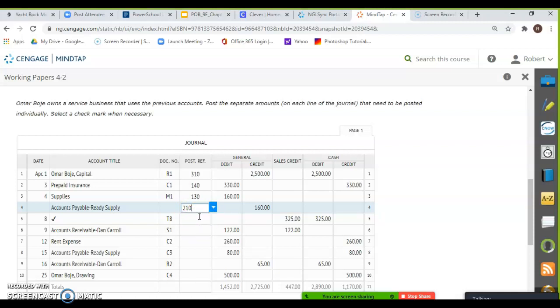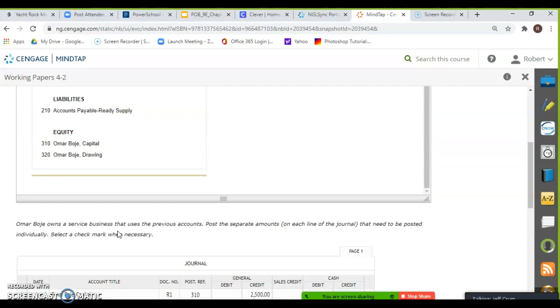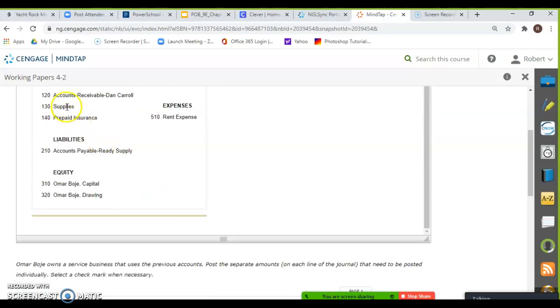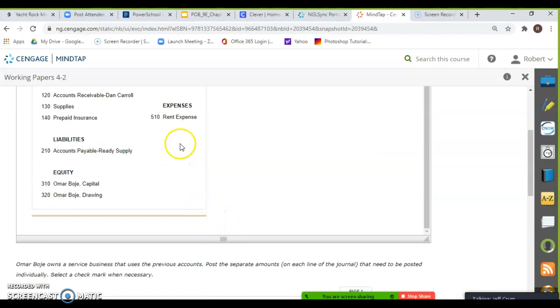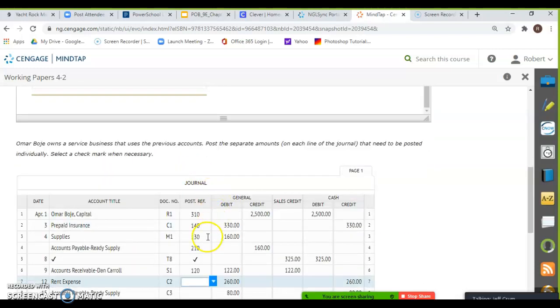Then we have our cash account. That's a cash entry. A check mark means cash entry. So for this one, all we need is a check mark. So now we have our accounts receivable for Dan Carroll. So there's accounts receivable, Dan Carroll, 120. Rent expense, 510.